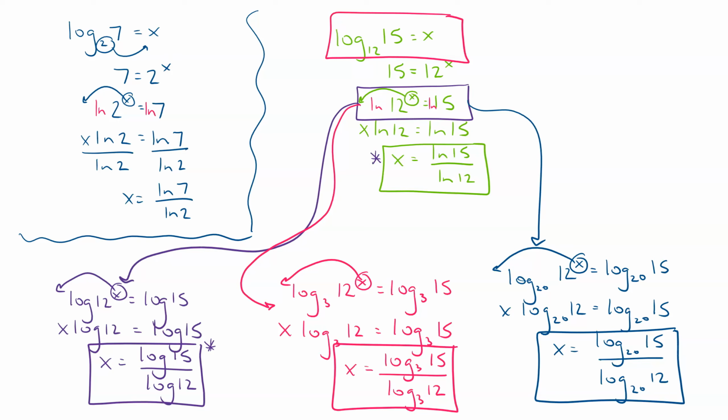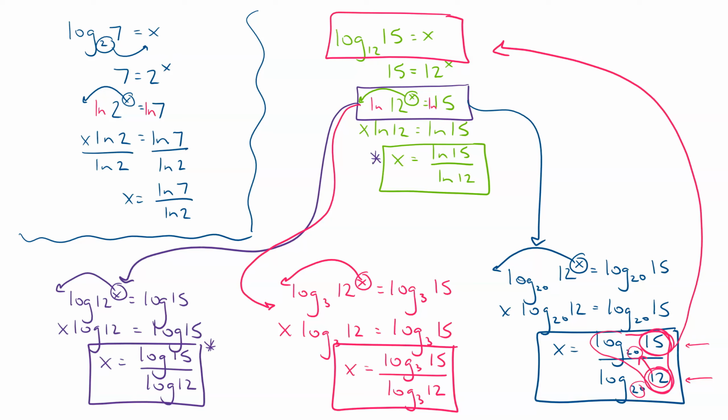that two separate logs that are being divided, as long as they have the same base, can squish together to become one log where the bottom number is the base and the top number is the argument. So this right here would become log base 12 of 15. The bottom number becomes the base, the top number is the argument.